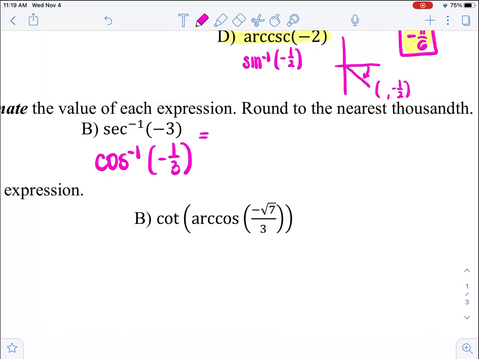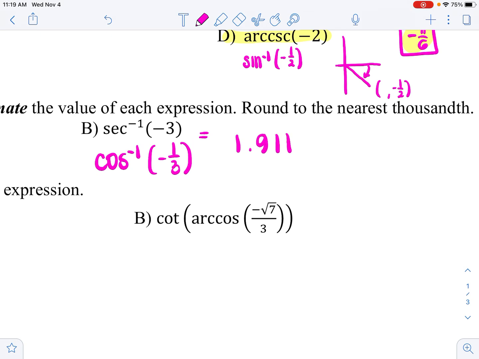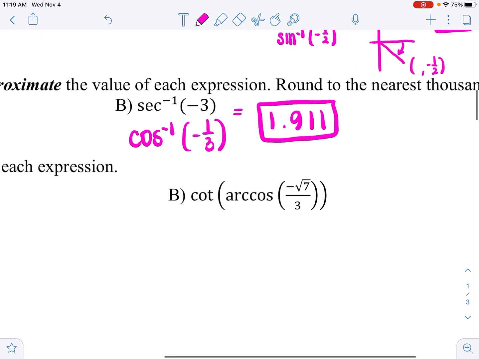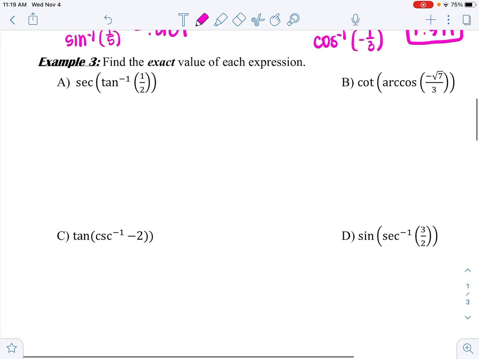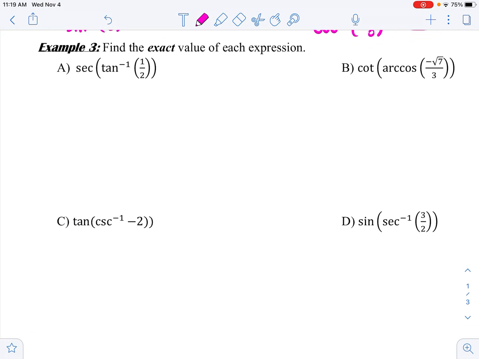1.911. All right, 1.911, and there's that answer. This time notice I remembered to put the directions in: round to the nearest thousandth.